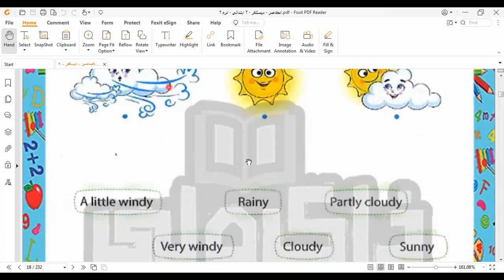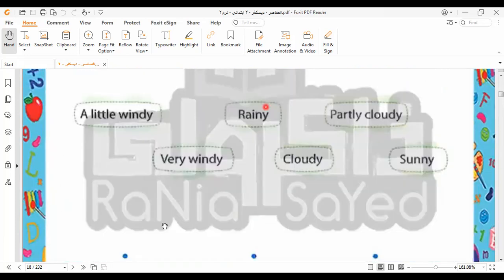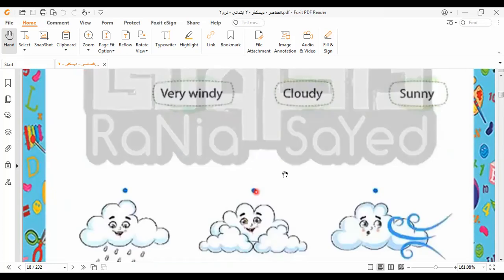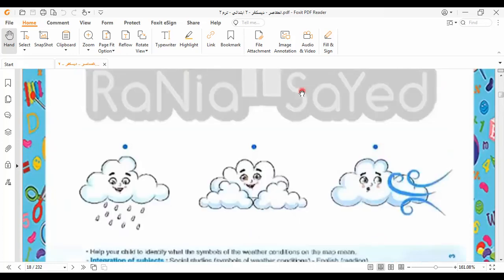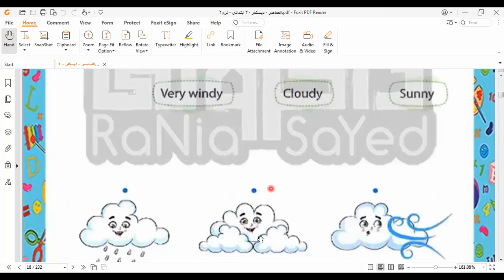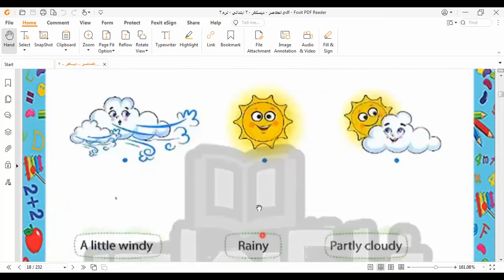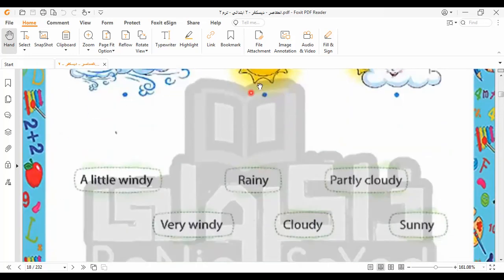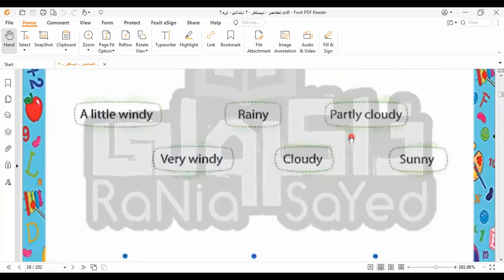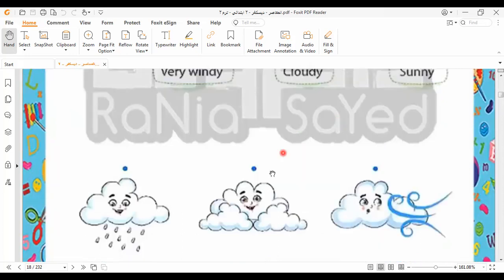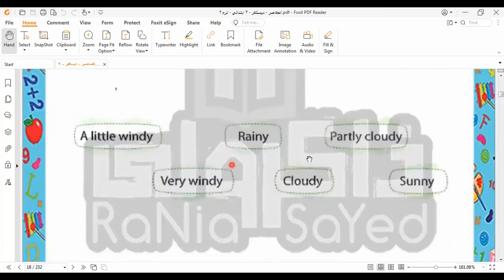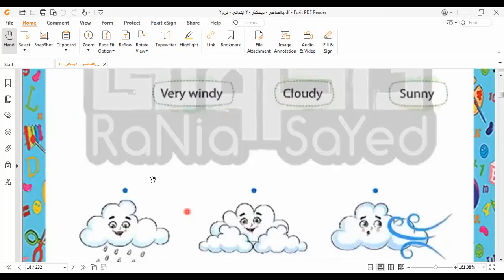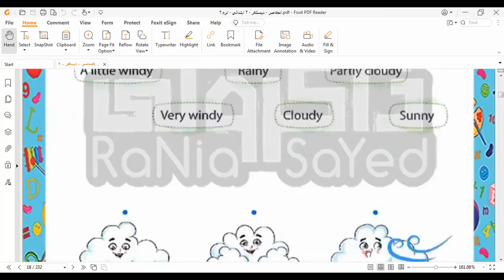Rainy, this is rainy. I select this one with this one. Cloudy, this one with this one. Okay, so I will repeat it again. This is very windy. Sunny. This is sunny. Partly cloudy. Cloudy. This is cloudy. Rainy. This is rainy. Little windy. This is little windy. Okay.